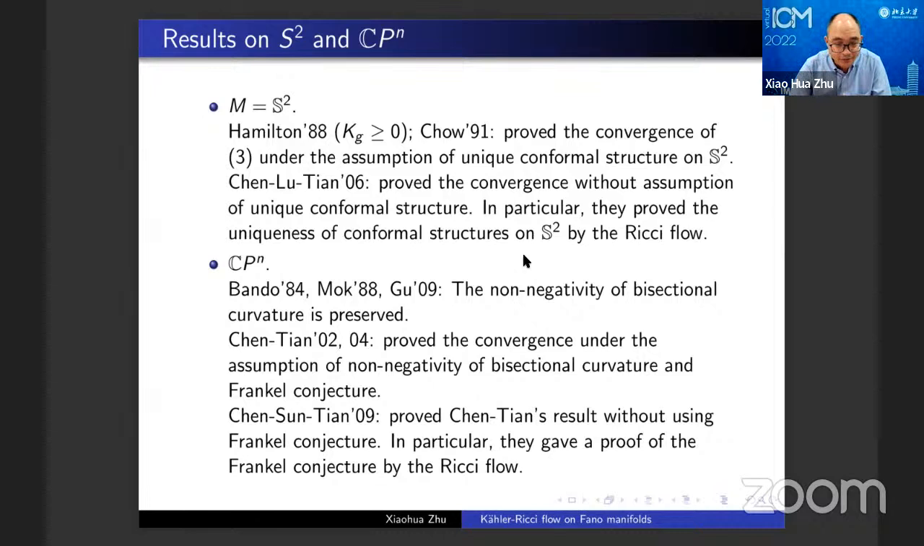So on CP^n, projective space, in early work, Bando, Mok, and later Gu proved the non-negativity of bisectional curvature. This is preserved under the flow. And Chen and Tian proved the convergence, but they had to assume non-negativity of bisectional curvature and the Frankel conjecture. Later, Chen, Sun, and Tian in 2008 proved the Chen-Tian result without using the Frankel conjecture. In particular, they give a proof of the Frankel conjecture by using the Ricci flow. So this is all earlier work.